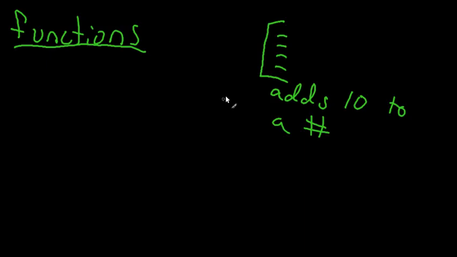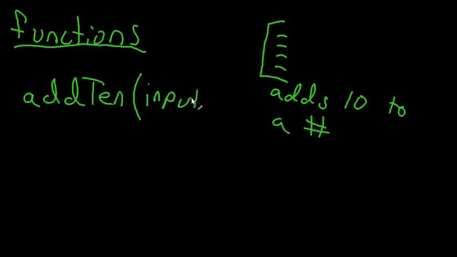That's just one possibility. So it actually turns out that we can organize these bits of code that do a certain thing into functions. So we can name a function. So let's name some function add 10. And that function needs to take a number, so it has an input, and it should have an output.